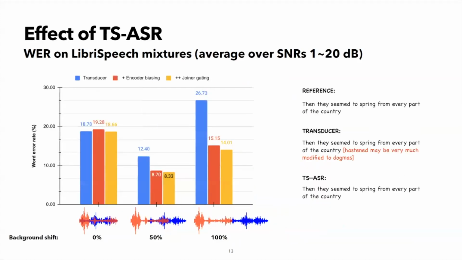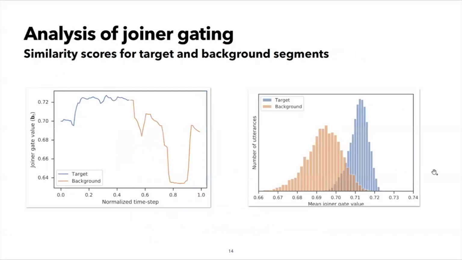If we consider an example from the 100% shift condition, we see that the base transducer model transcribed both the target speaker and the background speaker, which is undesirable. Our model, on the other hand, suppressed the background speech effectively using the anchor segment. We also looked at the similarity scores learned by the joiner gating method. Indeed, we found that these scores were higher for segments where the target speaker was speaking and lower for the background speech segments.